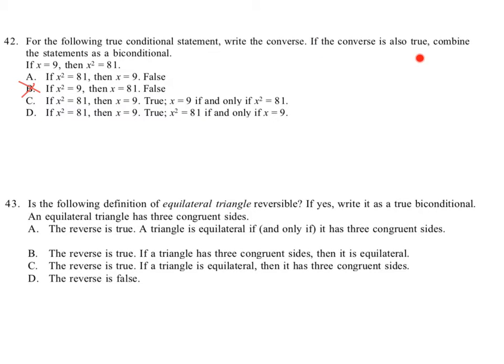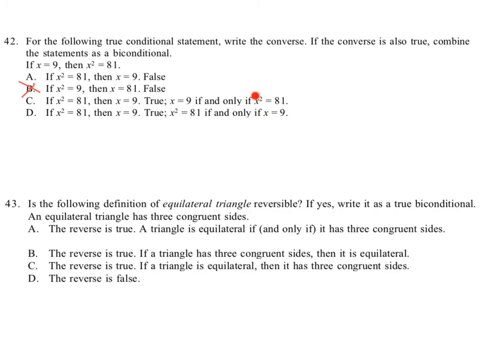If the converse is also true, combine the statements as a biconditional. Well, is it true? Here they say it's false, here they say it's true, and they give you two biconditionals. Let's look at it. If x squared is 81, then x is 9. If that's true, then the biconditional can have this in any position. So x equals 9 if and only if x squared equals 81. X squared equals 81 if and only if x equals 9.